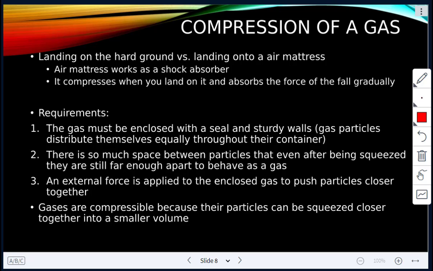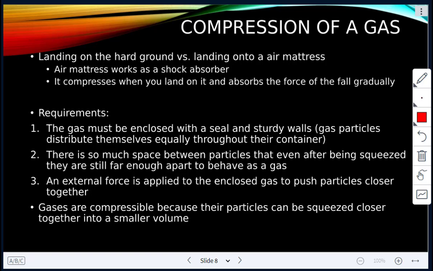All right, so next we're going to look at compression of a gas. So for example, landing on the hard ground versus landing onto an air mattress. The air mattress works as a shock absorber. And what's happening is it compresses when you land on it and it's absorbing the force of the fall gradually.